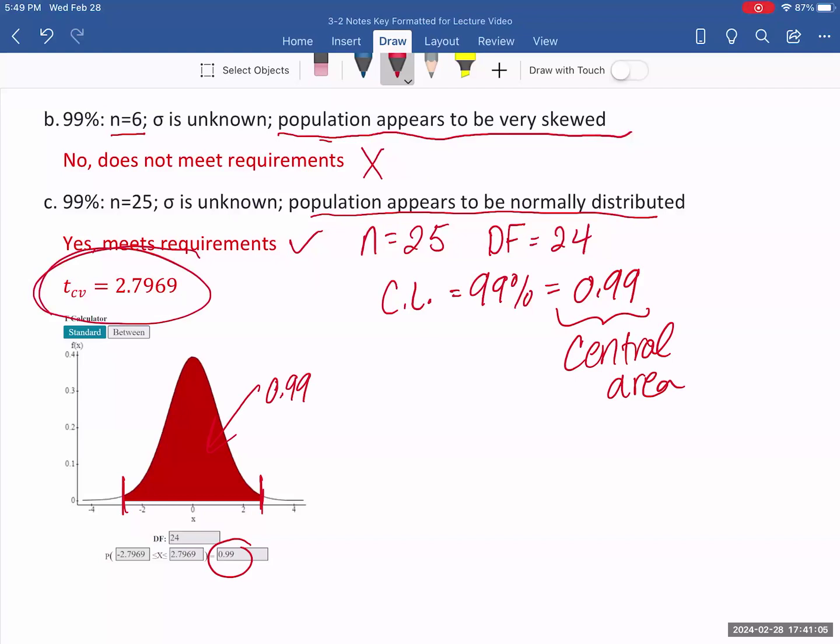2.7969. Okay, and I see it. I can see there where you've marked that bar. It's between 2 and 3 and closer to 3. So yeah, I see that. Good. So that cutoff value right there, that's what we're looking for. That's our critical value. Good.